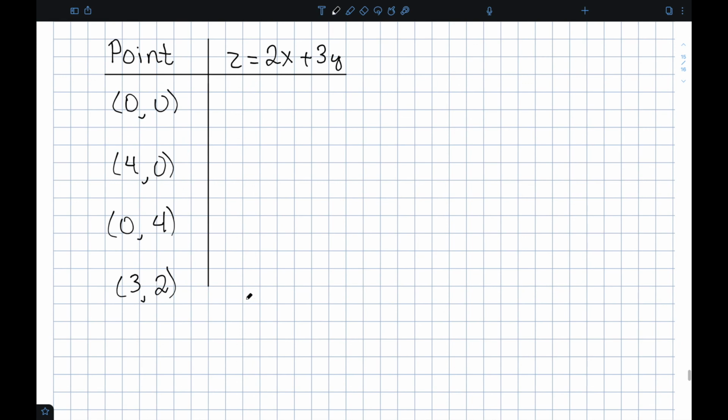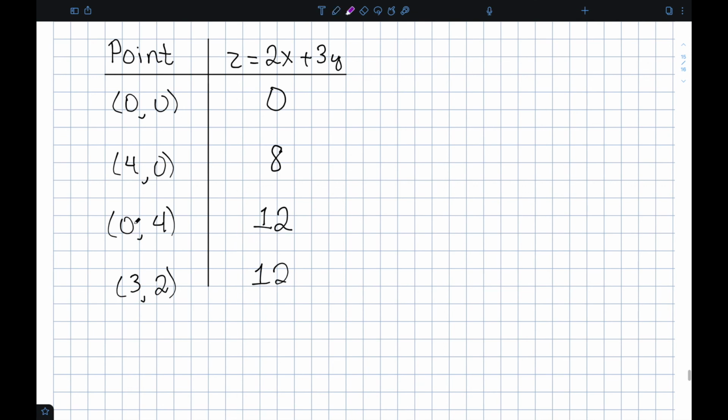We then need to plug each of these points into my objective function to figure out which one's the maximum. 2 times 0 plus 3 times 0 is 0. 2 times 4 is 8. 3 times 0 is 0. And 8 plus 0 is 8. 0 times 2 is 0. And 3 times 4 is 12. So this one would be 12. 2 times 3 is 6. And 3 times 2 is 6. So 6 plus 6 is equal to 12.